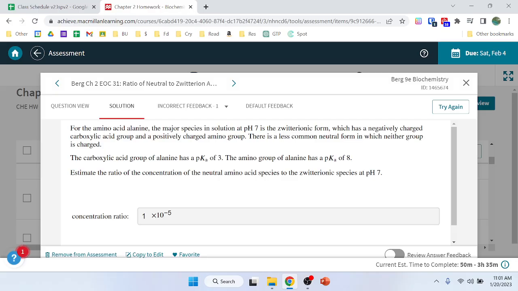So the amino acid alanine, whose major species in solution at pH 7 is the zwitterionic form, which of course all amino acids should be zwitterionic, or at least their carboxylic acid and the amine would be charged at pH 7, which is close to physiological pH, right? But so anyways, carboxylic acid is of course negative. Amino group is of course positive, as you guys probably already realized.